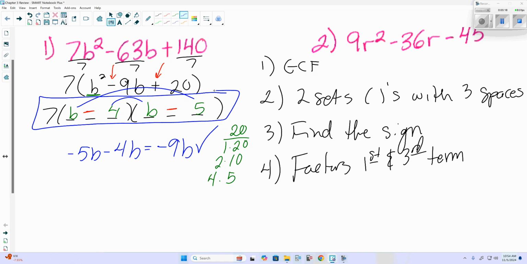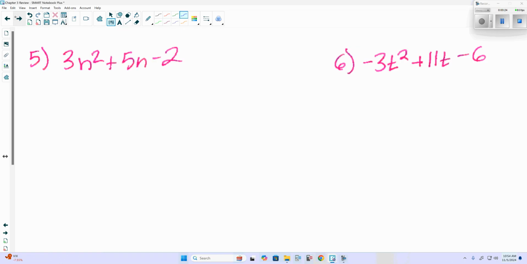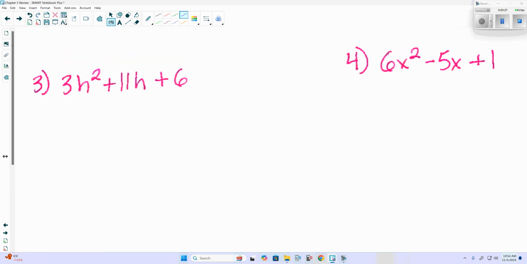Questions on this here? Let's look at number 4. 6x squared minus 5x plus 1. Question? Or do you need to go back? Yeah. Okay.